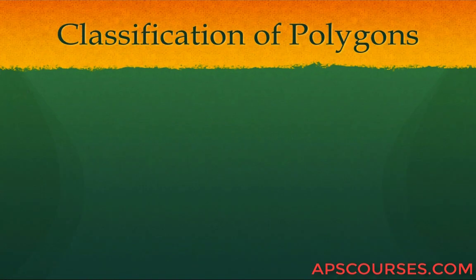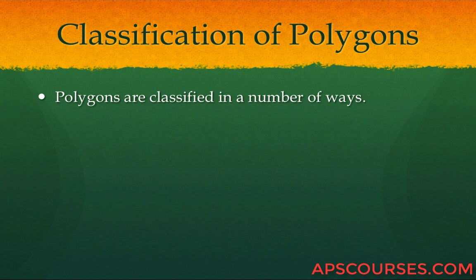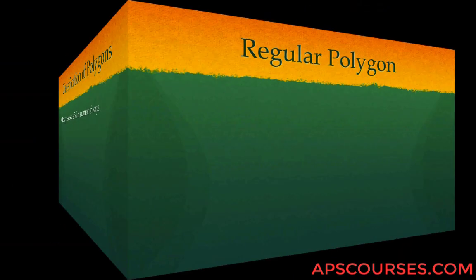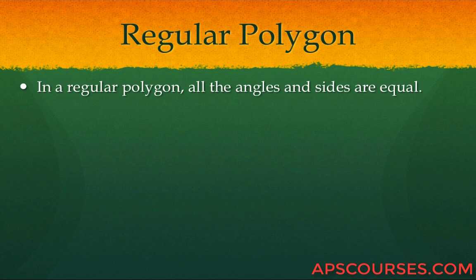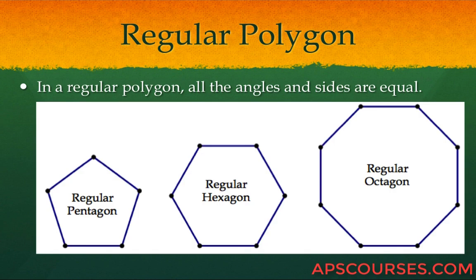The classification of polygons. Polygons can be classified in a number of ways. Regular polygon. In a regular polygon, all the angles and sides are equal. These are regular pentagon, regular hexagon, and regular octagon. In these three, all the sides and angles are the same.